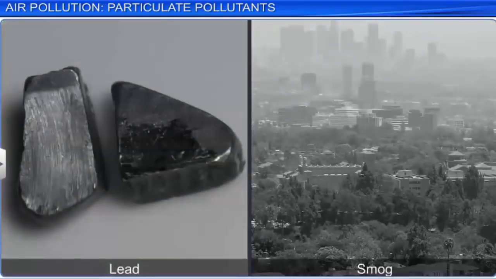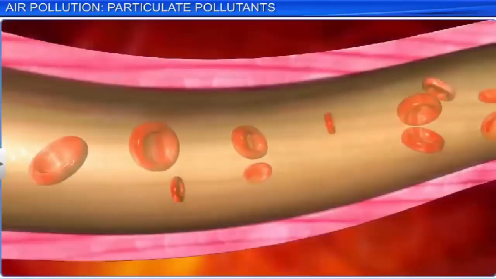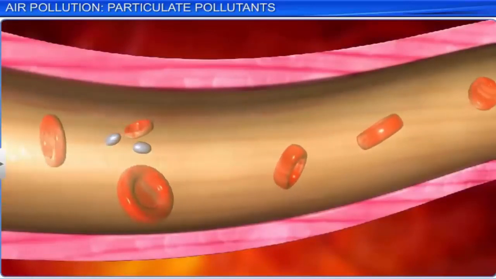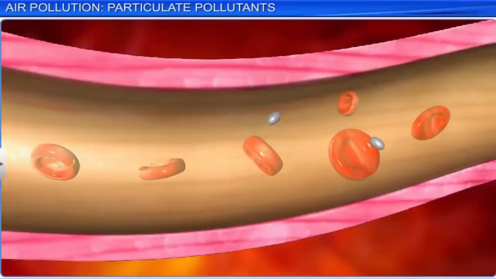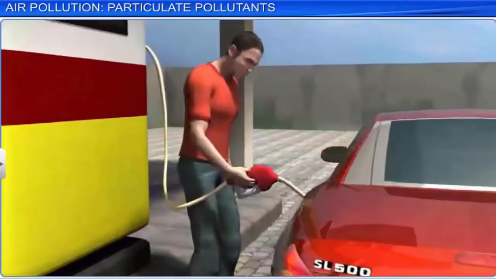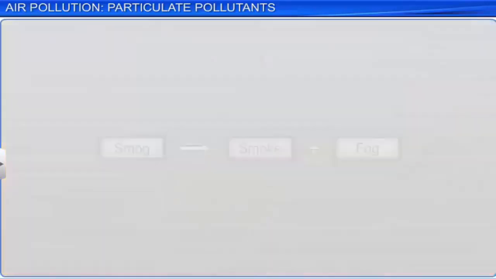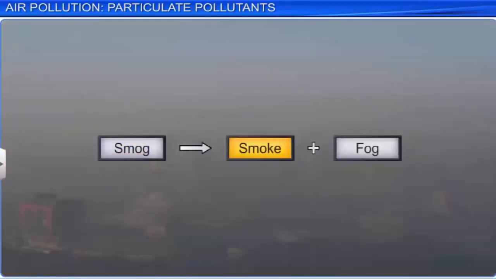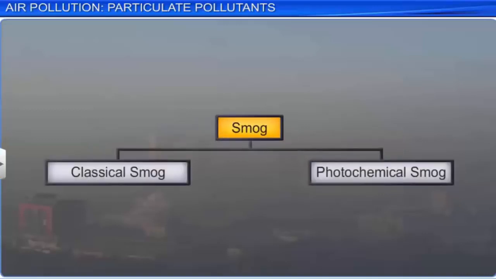Apart from particulate pollutants, 2 other major air pollutants are lead and smog. Lead affects the maturation and development of red blood cells in animals. It is mostly emitted by vehicles that use leaded petrol. Smog is a mixture of smoke and fog and is the most common cause of air pollution in major cities. Smog is of 2 types, classical smog and photochemical smog.